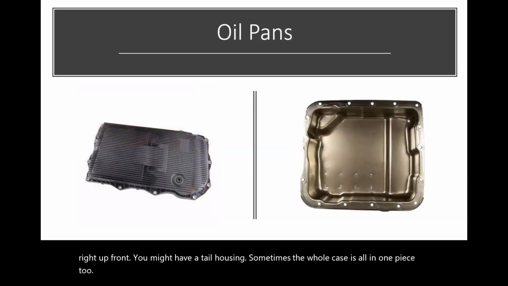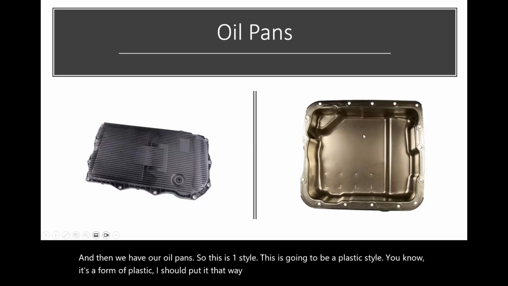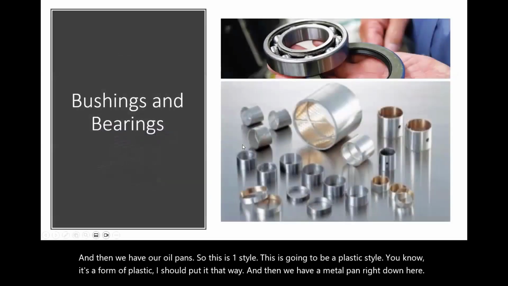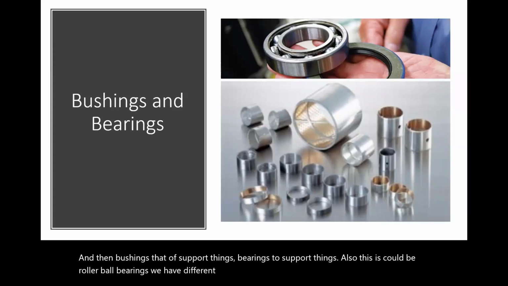And then we have our oil pans. So this is one style. This is going to be a plastic style. It's a form of plastic, I should put it that way. And then we have a metal pan right down here. And then bushings to support things, bearings to support things also. This could be roller, ball bearings. We have different bushings in place in different sizes.